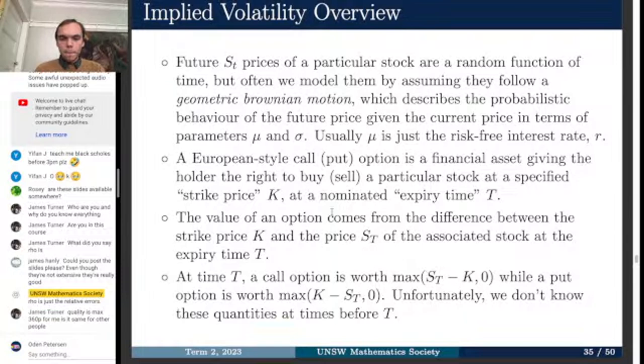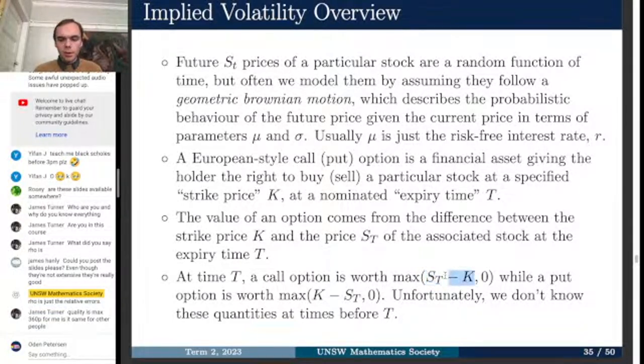And so I guess at the expiry time, the value of the option is going to be the more profitable of not using the option or using the option. And if you use the option, well, you pay the strike price to acquire the stock, but then you can sell it for the current market price.